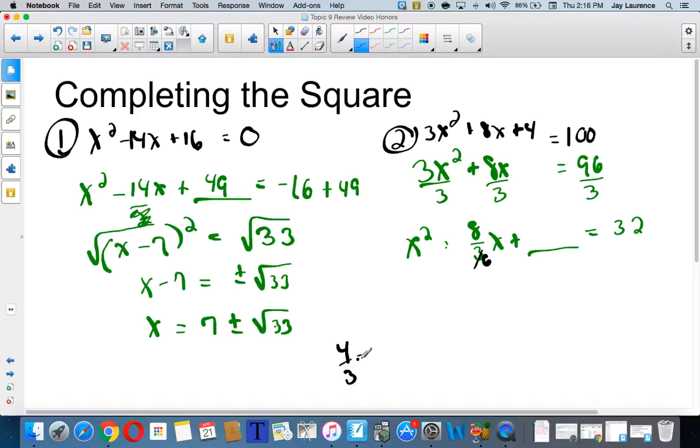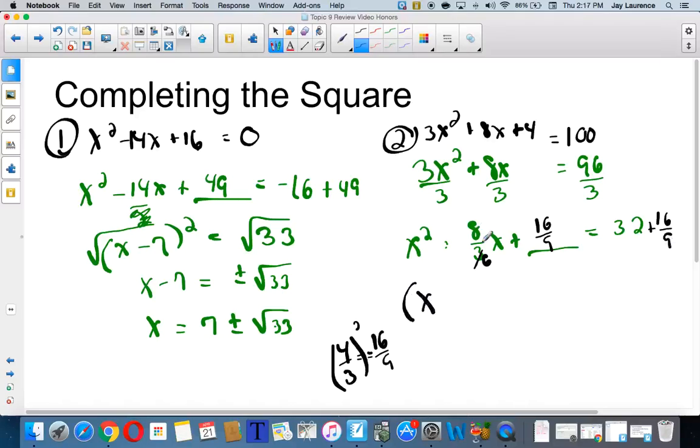And when I square 4/3, I am going to get 16/9, right? If I square it. Sorry, I lost my equal sign there. So I'm going to put a 16/9 here, and I'm going to add 16/9 over here. All right, so this is going to be a perfect square trinomial.